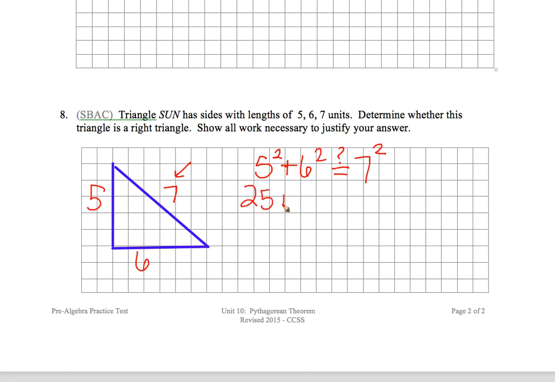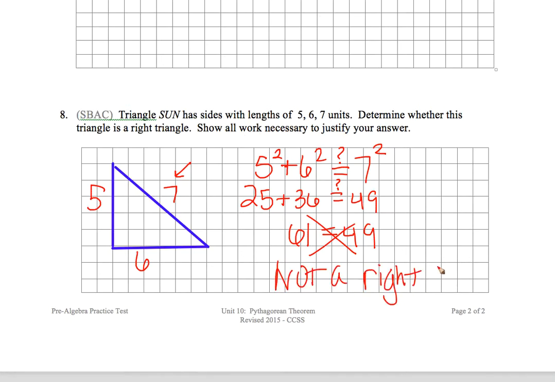So 25 plus 36 might equal 49. 25 plus 36 is 61. Now in your work, I'm expecting to see a slash through that, those are not equal. So I need you to identify that they are not equal. The other thing you have to do is you have to say not a right triangle.